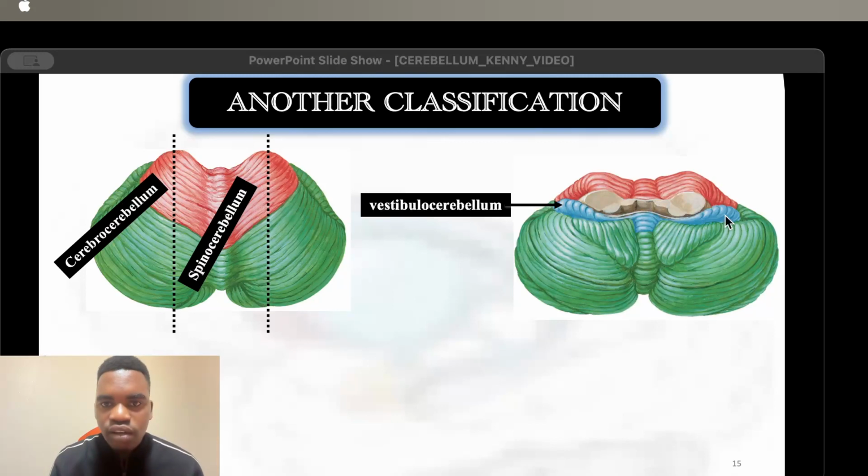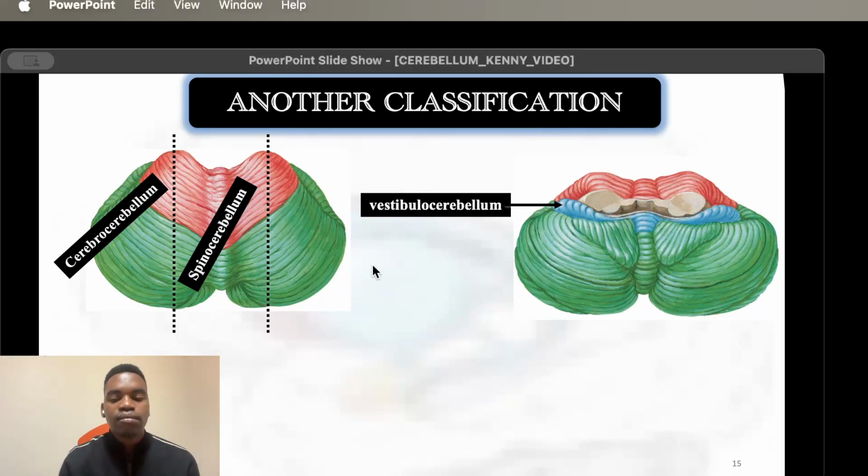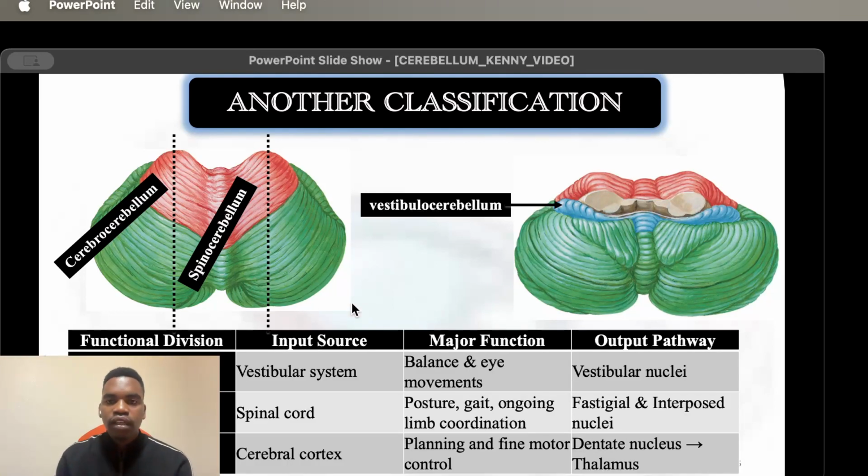The spinal cerebellum will communicate with the spinal cord. So it forms a complex connection with the spinal cord, and it will help with information like proprioception, the joint position in space, which will be done by the spinal cerebellum.